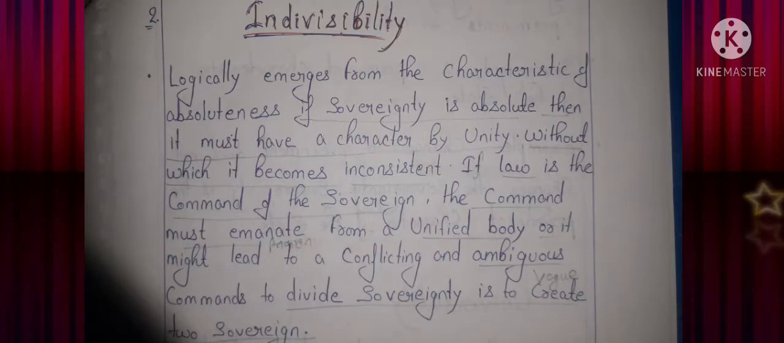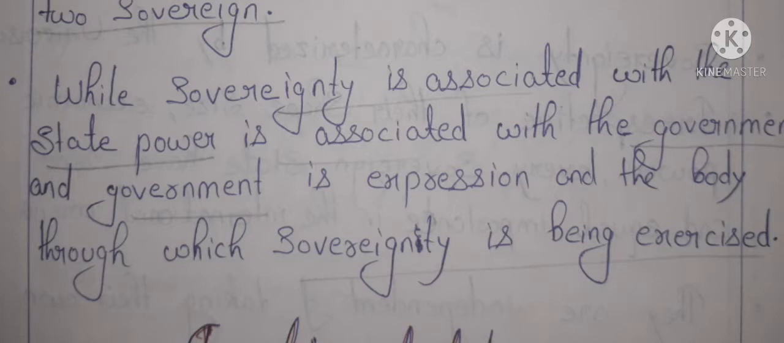Second, indivisibility. It logically emerges from the characteristic of absoluteness. If sovereignty is absolute, then it must have a character of unity, without which it becomes inconsistent. If law is the command of the sovereign, the command must emanate from a unified body, or it might lead to conflicting and ambiguous commands. To divide sovereignty is to create two sovereigns. While sovereignty is associated with the state, power is associated with government, and government is the expression and the body through which sovereignty is being exercised.